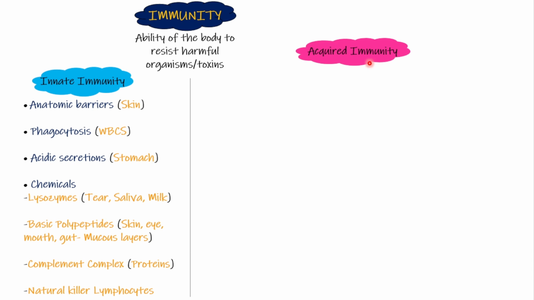So there are two types of acquired immunity. One is active immunity and the other one is passive immunity. In active immunity, the body is actively producing antibodies, whereas in passive immunity, the body is getting preformed antibodies from some external source.